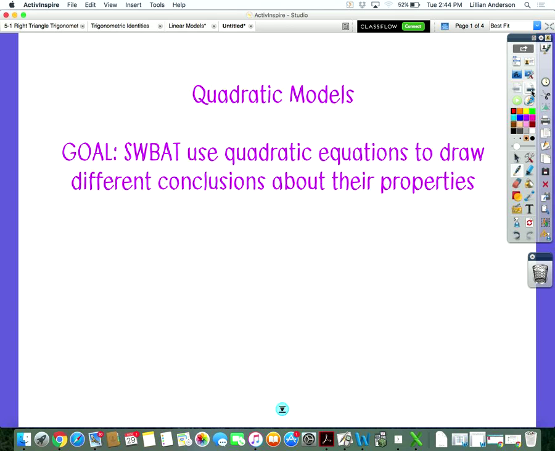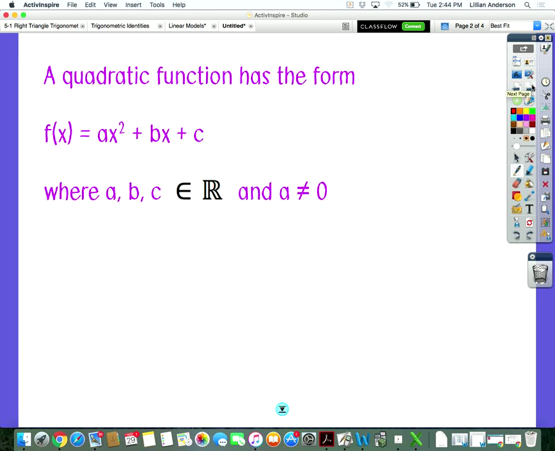All right. So, first, a quadratic function is of the form f of x equals ax squared plus bx plus c, where a, b, and c are what? What does this mean? So a, b, and c are real numbers, and a does not equal 0.